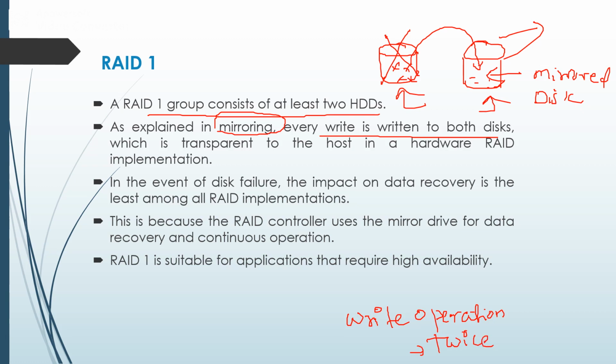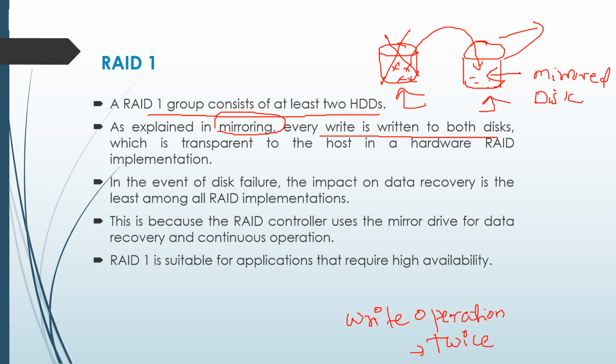So it needs to write on the original disk as well as perform the write operations on the mirror disk. So we have to pay the write penalty in the case of RAID 1. RAID 1 is suitable for applications that require high availability of the data.